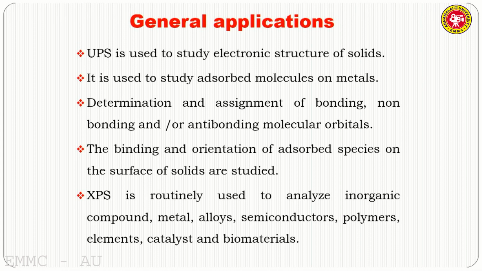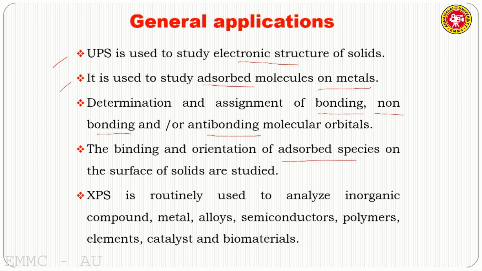General applications of PS spectrometers. UPS is used to study the electronic structure of solids. It is used to study molecules adsorbed on metals. It is used for determination and assignment of bonding, non-bonding and antibonding molecular orbitals. The binding and orientation of adsorbed species on the surface of solids are studied.